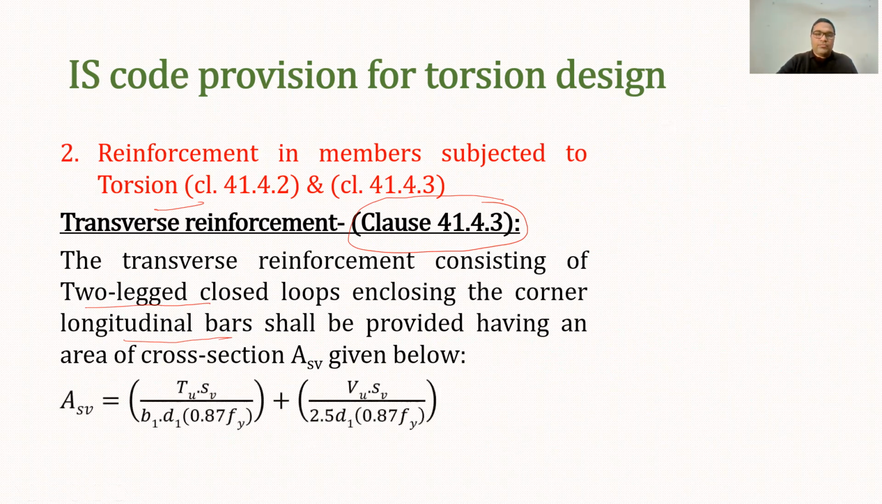Now, what should be the spacing of the stirrups? Spacing, cross-sectional area and other factors we can calculate with this relation. This formula is given in this clause, so you can refer to it. In this formula, TU is the torsional moment, SV is the spacing of stirrups, B1 and D1 I will show you in the diagram, Fy is the yield strength of steel, and ASV is the cross-sectional area of the legs of stirrups.